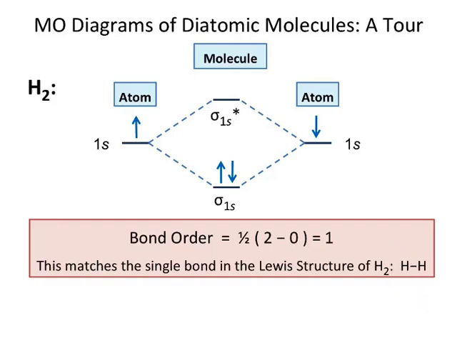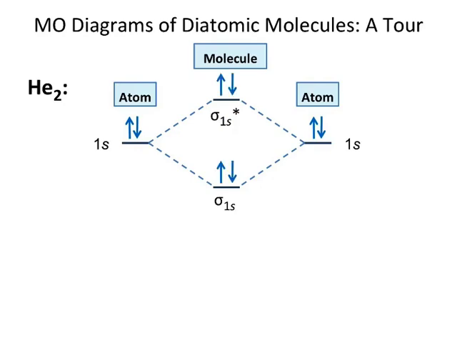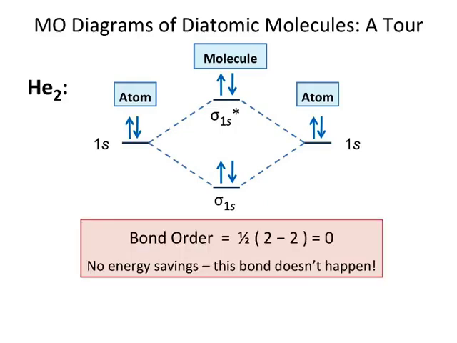That makes sense. All right, next up, atomic number 2, helium. So each 1s orbital now has 2 electrons in it. We have the same set of molecular orbitals. And now we have 4 electrons in here. So the bond order here is 1/2 times the 2 bonding electrons minus the 2 anti-bonding electrons.